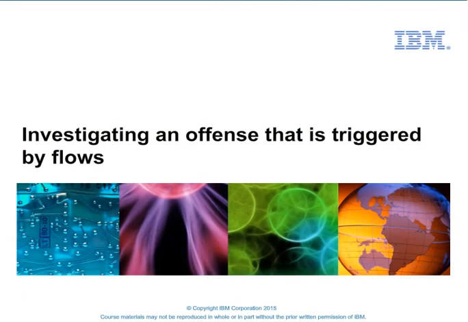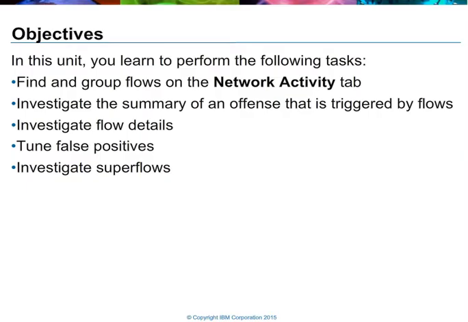In this unit, we'll look at investigating an offense triggered by flows. Flows differ from events in that they represent communication between systems rather than a discrete event occurring on a single system. The objectives within this unit are to look at how we investigate flows, how to find them via the Network Activity tab, how to look at an offense that's been triggered by flows and investigate the details of each individual flow, as well as look at how you tune false positives and then the concept of the superflow.